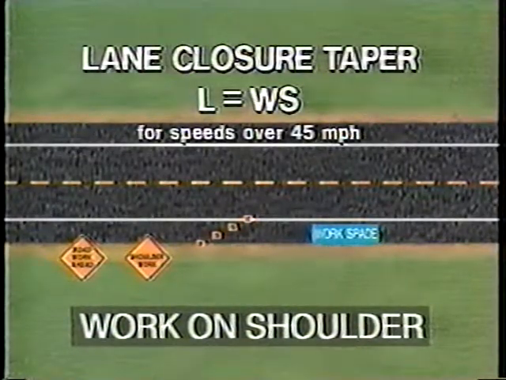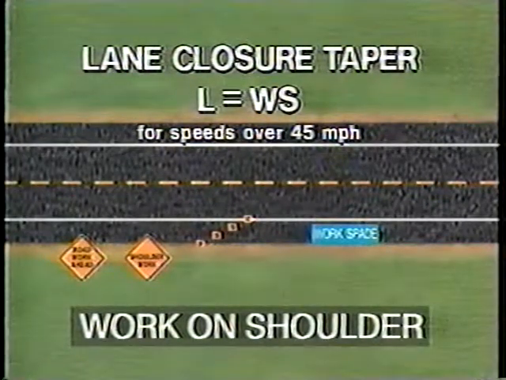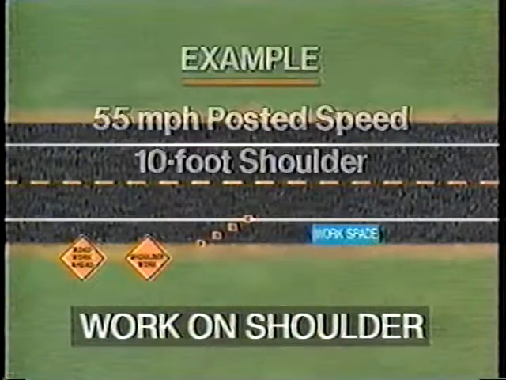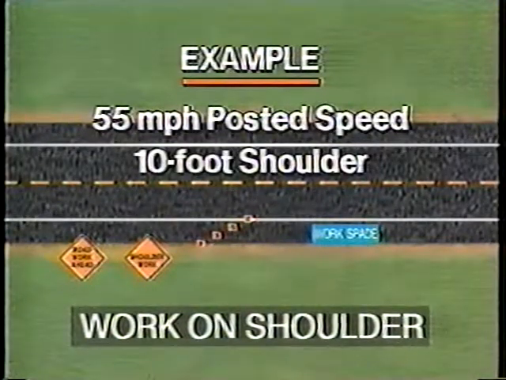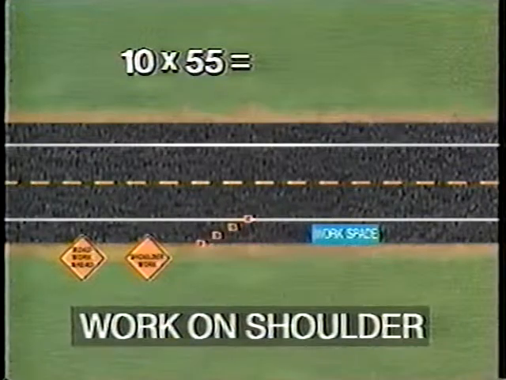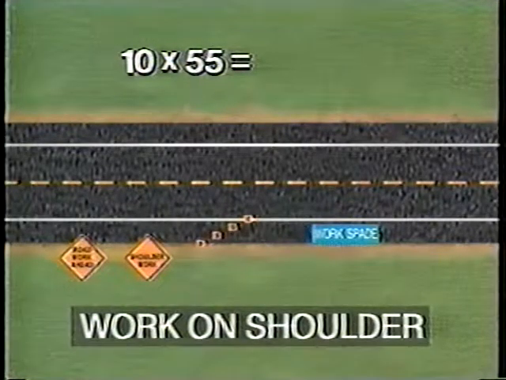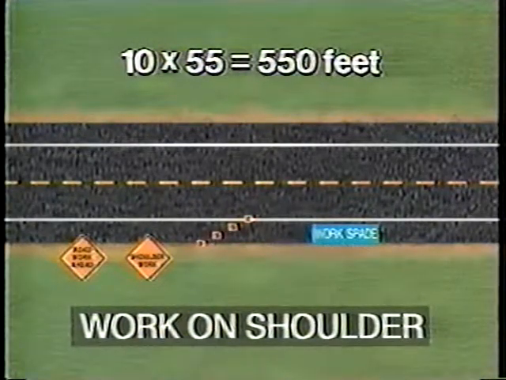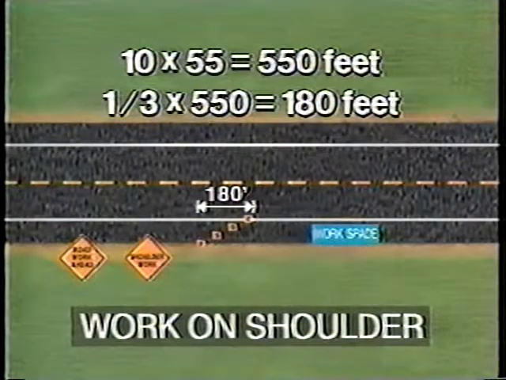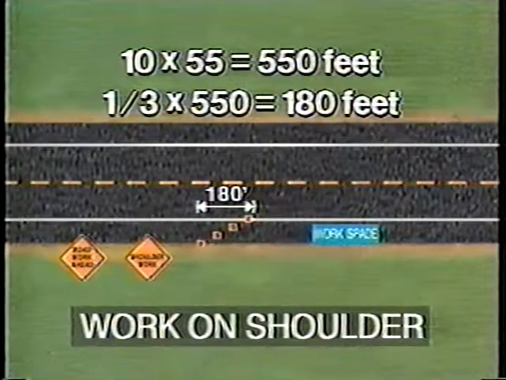Remember that the lane closure taper length is the product of the lane width and posted speed limit for speeds over 45 miles per hour. Let's assume a 55-mile-per-hour posted speed and a 10-foot shoulder. The lane closure taper would be 10 times 55, or 550 feet. The shoulder closure taper is therefore 1/3 of this, or approximately 180 feet.